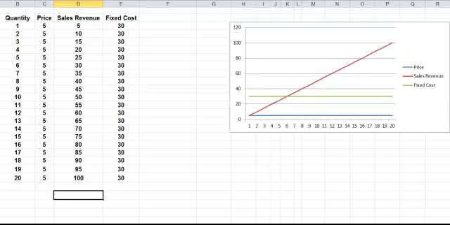Now if we add in the fixed costs, we'll assume the fixed costs in this particular business is 30. So we've got the quantity, the price, the sales revenue. Now we've got the fixed cost as 30, and that's represented by this horizontal line. It's horizontal because it's a constant. It's 30, so it's 30 all the way across.